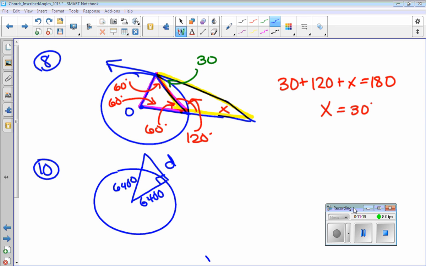And it says what the h is. Oh, in number 10, h would be 1. Okay, is that correct? H would be 1. So wouldn't you just do the Pythagorean theorem here? So 6,400 squared plus d squared equals 6,401 squared. And that's where you get your answer.